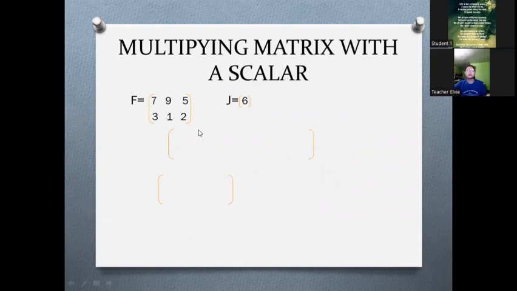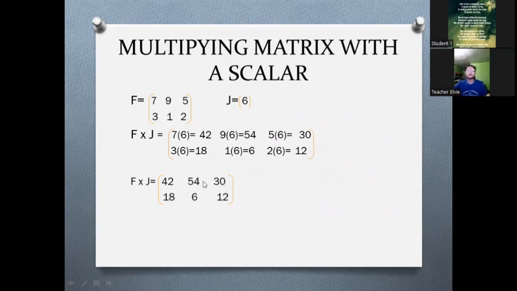So this one, 7 times 6 is 42. 9 times 6 is 54. 5 times 6 is 30. 3 times 6 is 18. 1 times 6 is 6. 2 times 6 is 12. So our new matrix is 42, 54, 30, 18, 6, and 12. So this is our new matrix. What is the dimension of this one? Anyone? Okay, Cynthia? Very good. This is a 2 by 3 matrix because we have 2 rows and 3 columns.